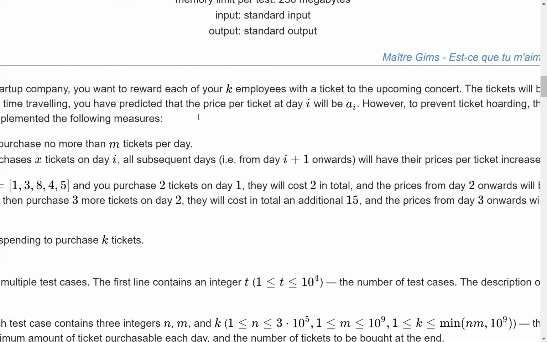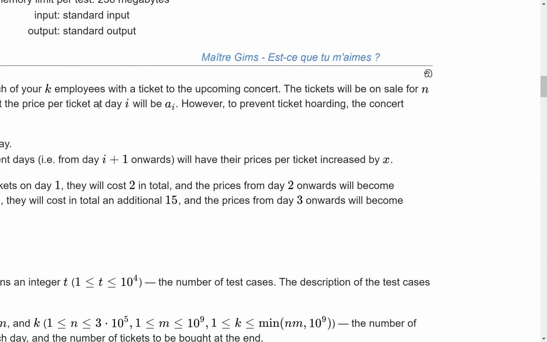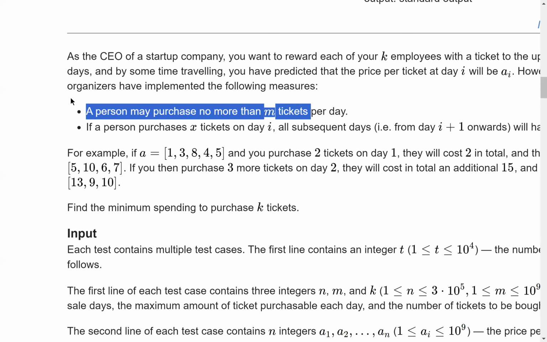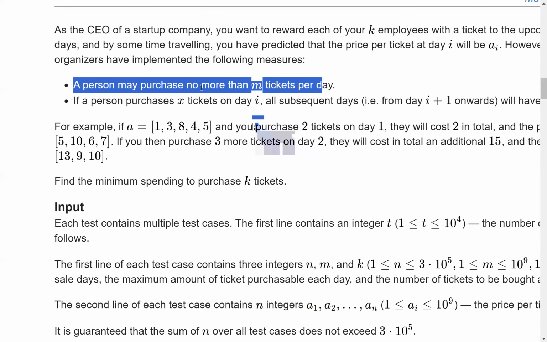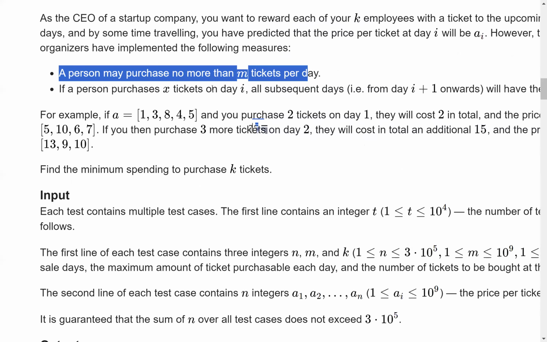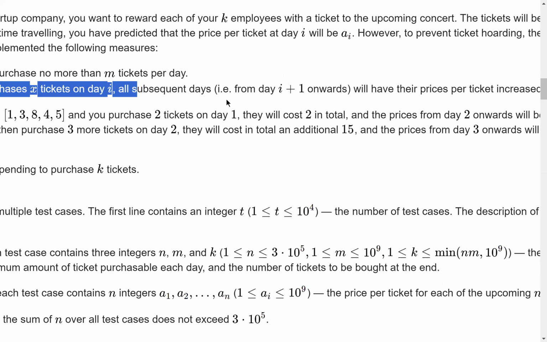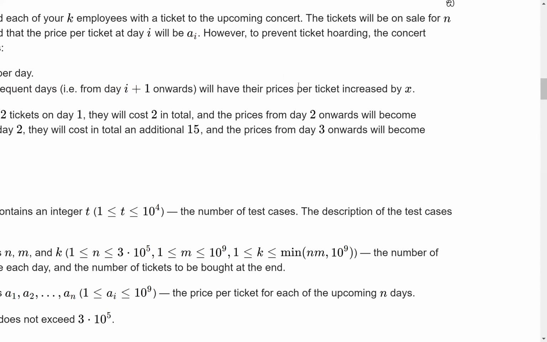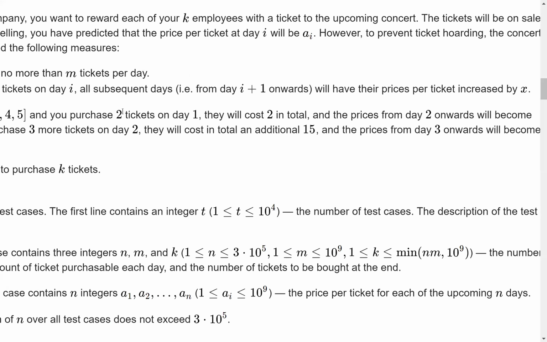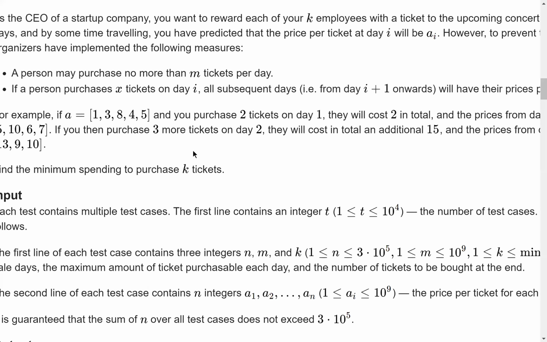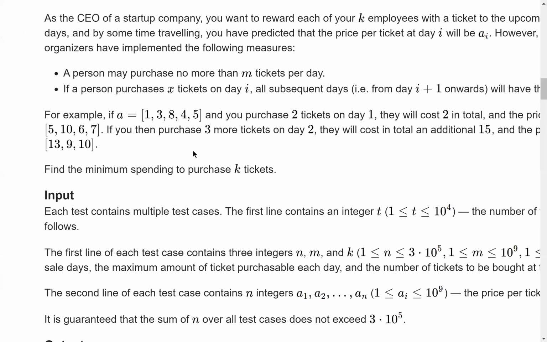However, to prevent ticket hoarding, the concert organizers have implemented the following measures. A person may purchase no more than M tickets per day. If a person purchases X tickets on day I, all the subsequent days, that is from I plus one onwards, will have their ticket prices per ticket incremented by X. And then they ask to find the minimum spending to purchase K tickets.